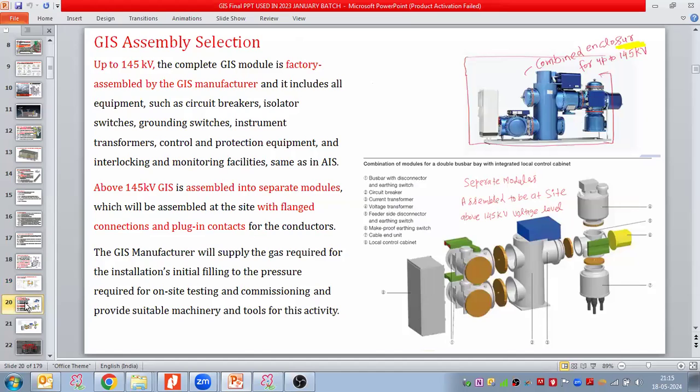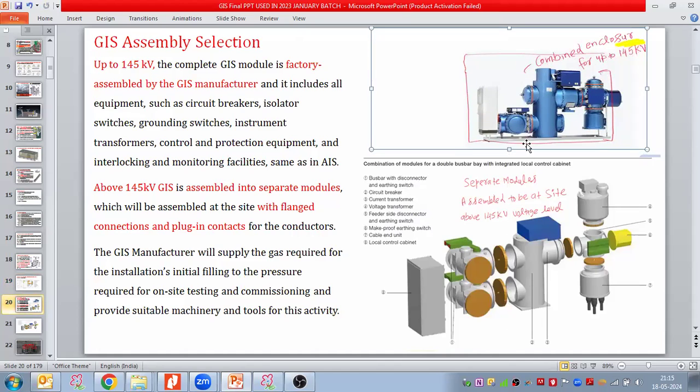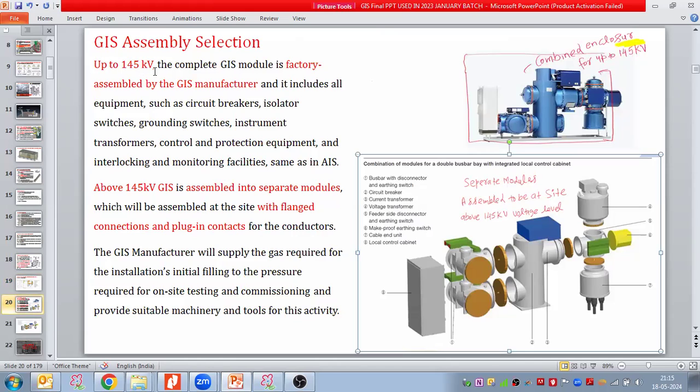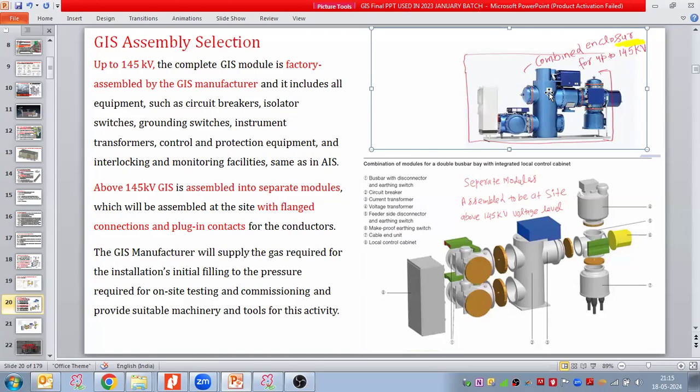Up to how much voltage is this enclosure concept decided? Up to 145 kV or up to 132 kV. Here there are two separate examples of GIS enclosures, one enclosure here and a second enclosure here. Up to 145 kV or 132 kV, the complete GIS module is factory assembled by the GIS manufacturer or the GIS supplier. This complete assembly includes all equipment such as breaker, isolator, earthing switch, CT, VT, control and protection equipment, interlocking and monitoring facility. So up to 132 kV, we take a factory assembled GIS module including all equipment.